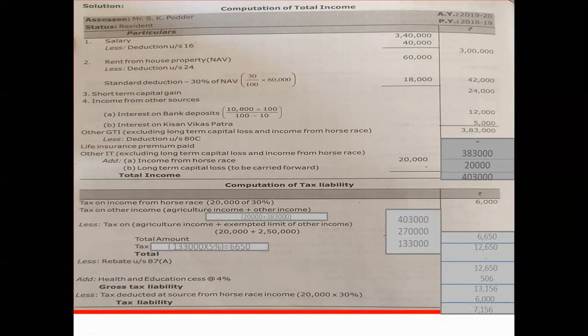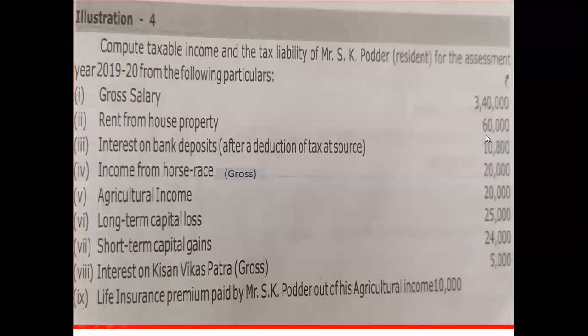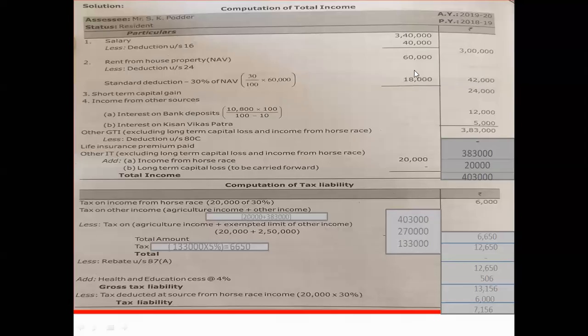First, take the salary amount 3,40,000, less the deduction under section 16, that is standard deduction 40,000. So 3,40,000 minus 40,000 gives the balance amount 3 lakhs. That is the first head. Second head, rent from house property. They have not given any other information regarding the fair market value or standard value, so directly we are going to take it as the net annual value. The net annual value is 60,000. They have not given a monthly value, so directly we take it as annum 60,000.